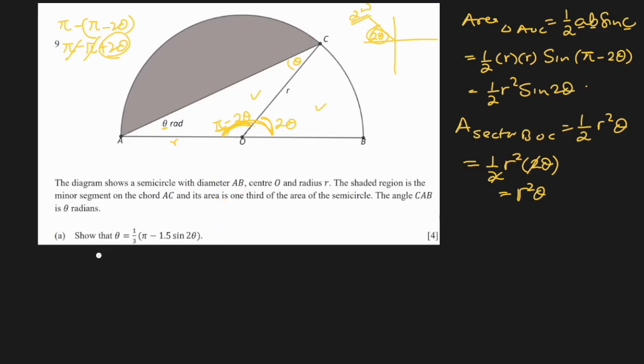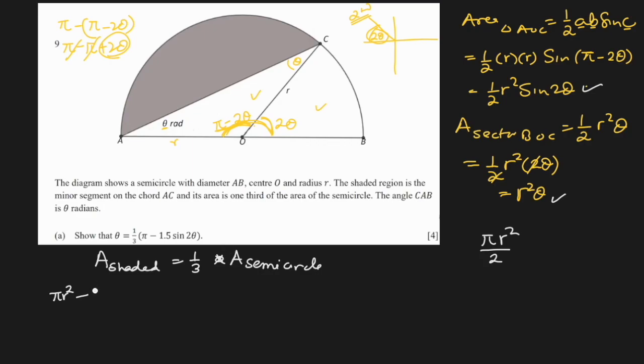They have written that the area of the shaded part is 1/3 of the area of the semicircle, right? So for the area of the shaded part, first we'll find the area of the semicircle. What is the area of a semicircle? Pi r square divided by 2. This is the area of a semicircle, yes or no? So pi r square over 2, the semicircle's area, minus these two areas will give us the shaded area, right?